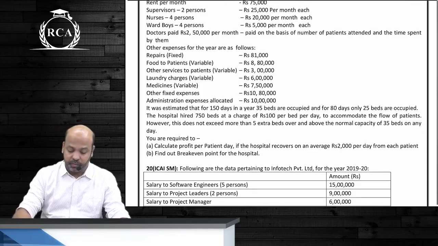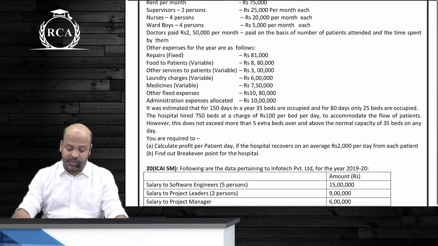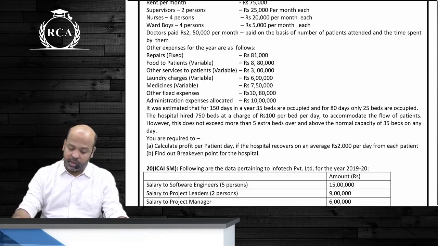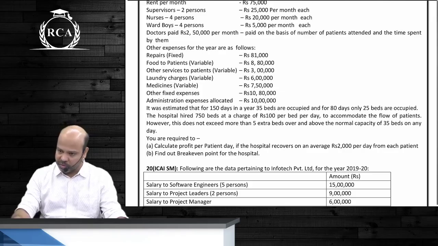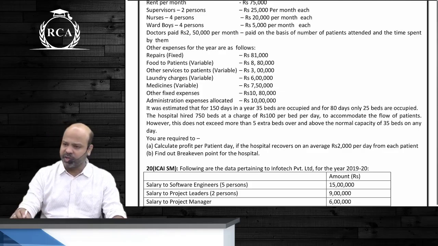Next. This does not exceed more than 5 extra beds over and above the normal capacity of 35 beds. He's telling us that though we have hired 750 beds, it is well within the capacity of 5 beds per day. You're required to calculate the profit per patient day if the hospital recovers on an average 2000 rupees per day from each patient. Requirement is to compute profit per patient day. We will still compute total profit, and in the end we will divide it by the number of patient days or the number of bed days. Number of bed days, number of patient days as such, would be the same.